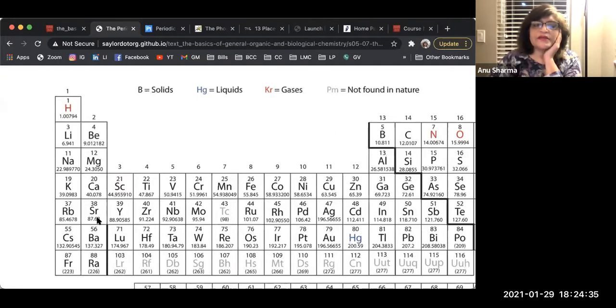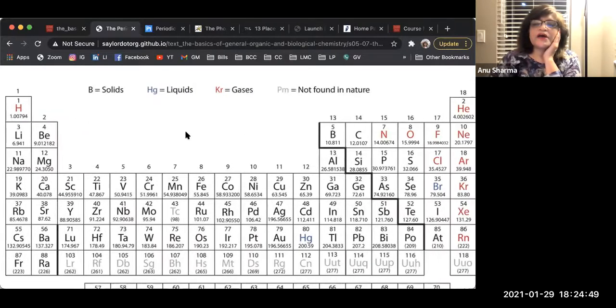So the numbers in 1s2, 2s2, 3s2, 4s2 represent the energy levels or the periods. And the electrons in the valence shell correlate with the group number. Okay, now this is the D block.